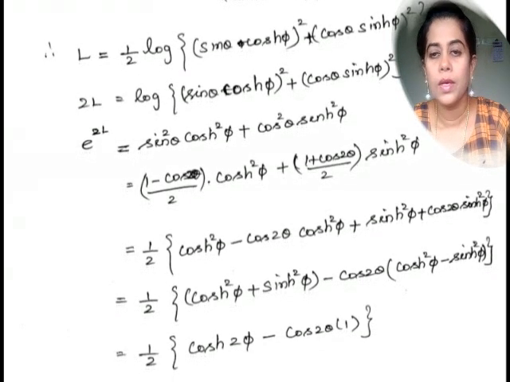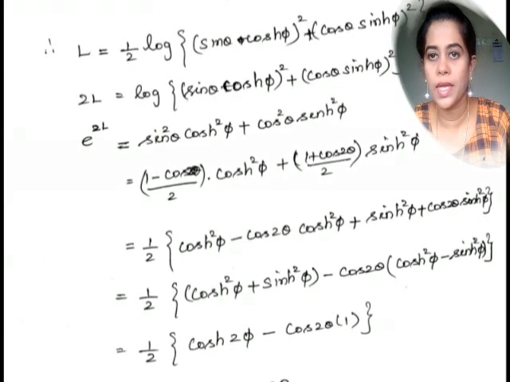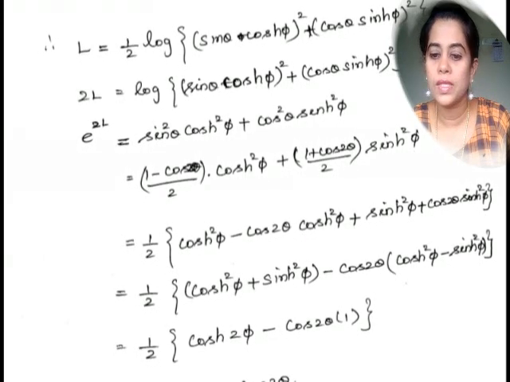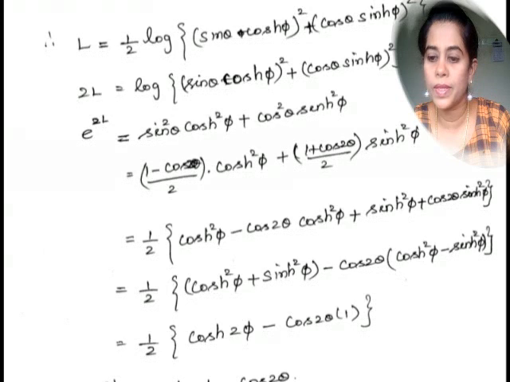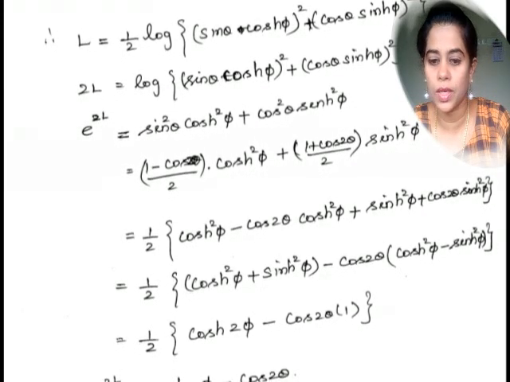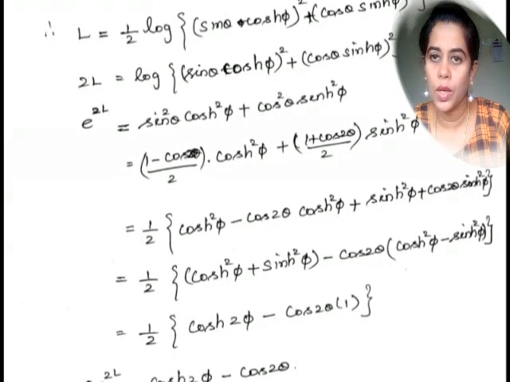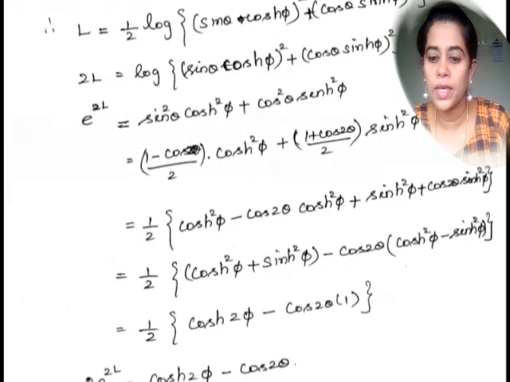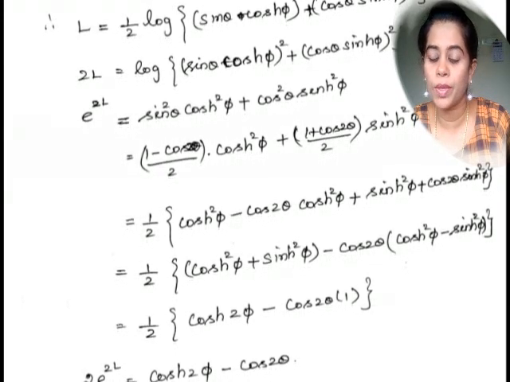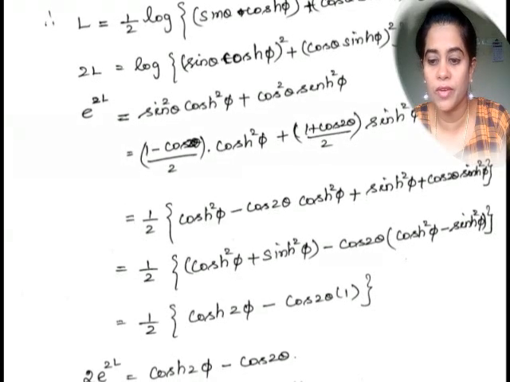Taking the half to that side, that will be 2l = log of (sin θ cosh φ)² + (cos θ sinh φ)². So we're raising e on both sides: e^(2l) is equal to, the log can be cancelled, sin²θ cosh²φ + cos²θ sinh²φ.